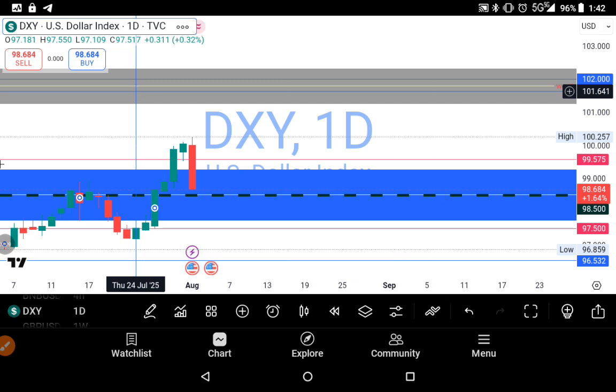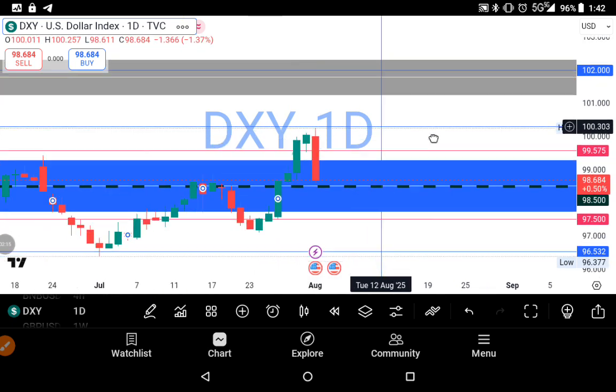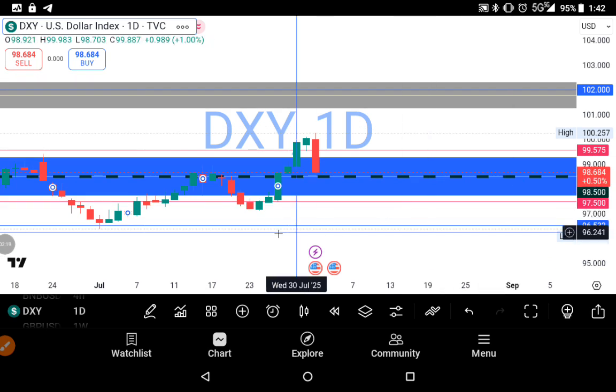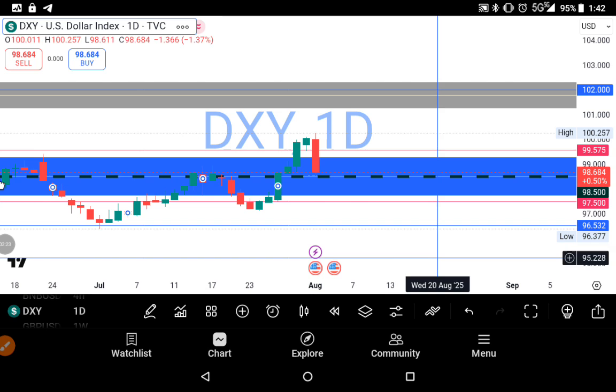So if the narrative changes, that means if the level 98.500 turns to a resistance to the price, then I'll be watching 97.500.